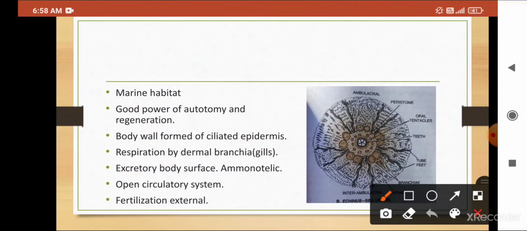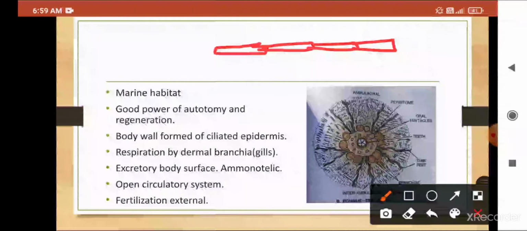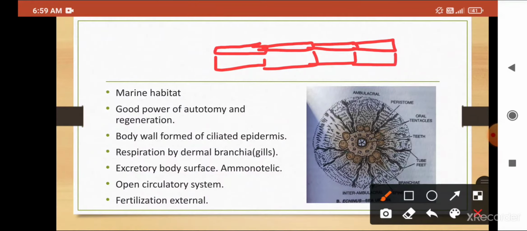But still I want to tell you something about the ciliated epidermis. Epidermal cells are mostly flat cells. If they are found in a layer, then we call it a stratified epithelium or stratified epidermis. But here it is not stratified, what is written here is ciliated.